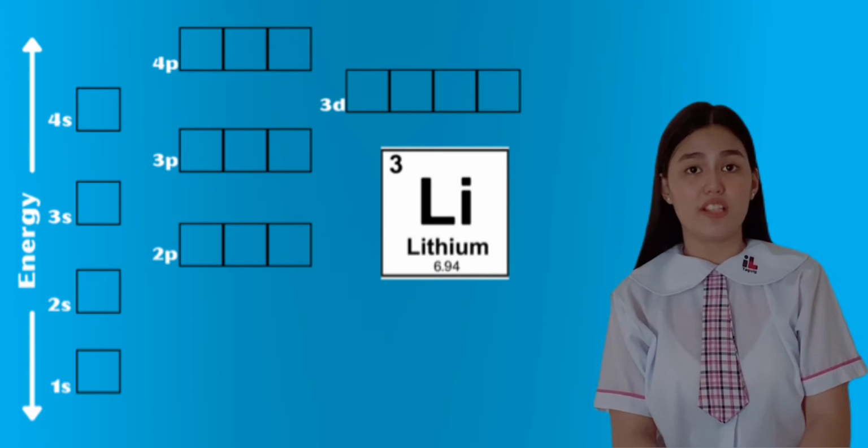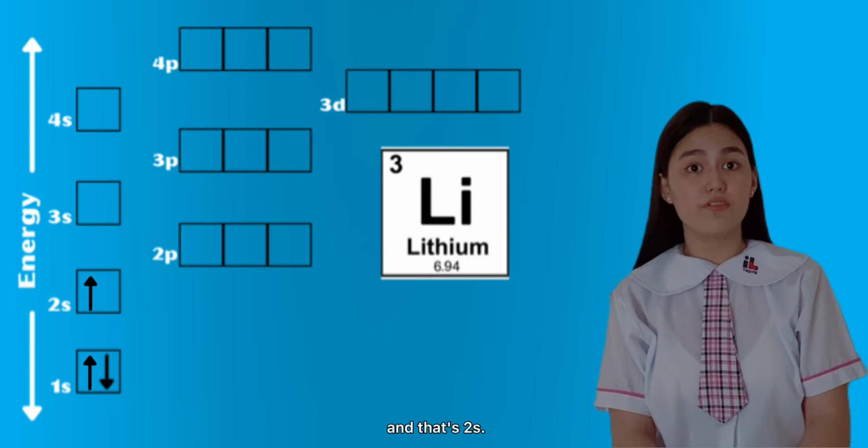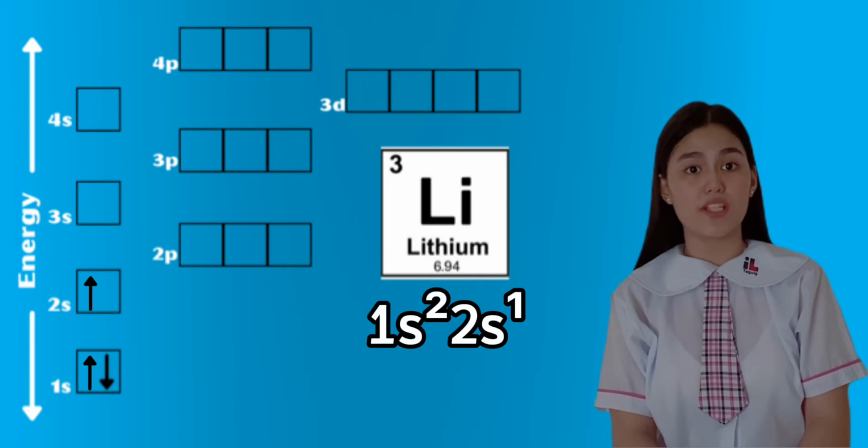Now let's move on to lithium. Lithium has 3 electrons in it, two in the 1s and the other one not in the 1s. So now that I've filled my 1s, I have to move on to the next highest energy level, which is the 2s. So my configuration becomes 1s2, 2s1.